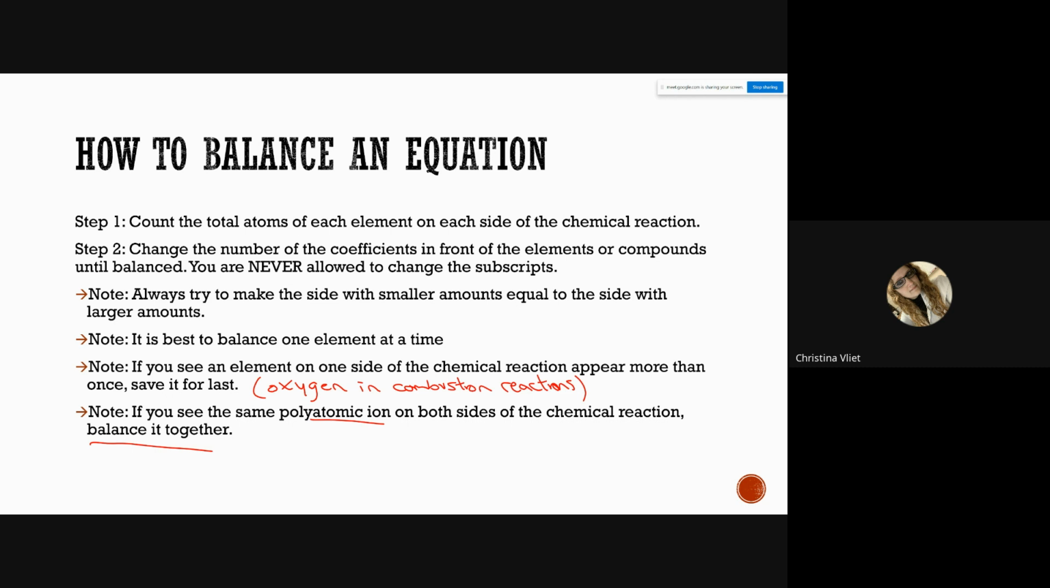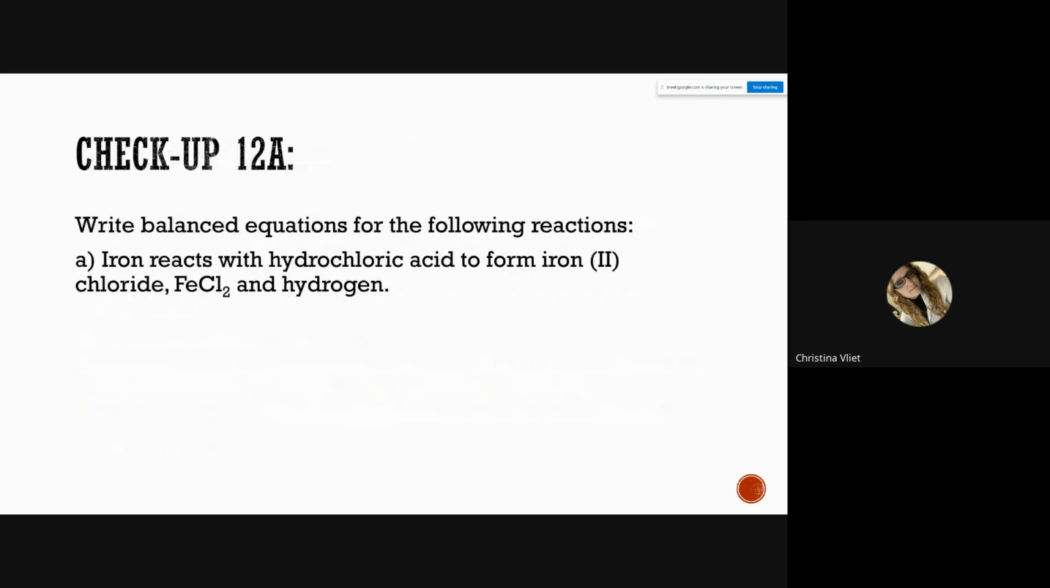And the last set of questions is just practice questions with balancing. This is the way Cambridge asks the questions. So it's the textbook question, but it's also how I see Cambridge present them in paper 2 questions. Write balanced equations for the following reaction. Iron reacts with hydrochloric acid to form iron 2 chloride and hydrogen.